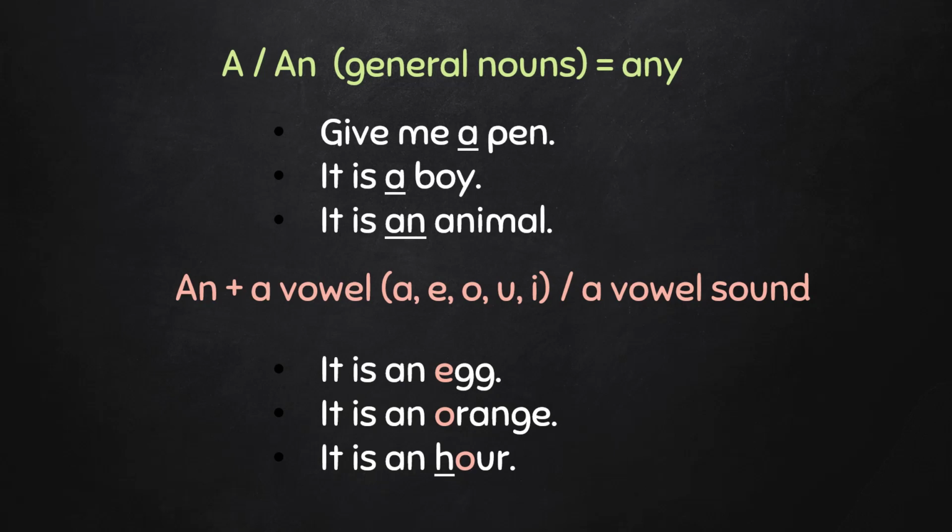sound, hour. And we use an to make it easy to pronounce, because imagine if you use a, it would be very difficult to pronounce. It's a egg, it's a orange, it's a hour. That's why we use an to make it easy to pronounce.